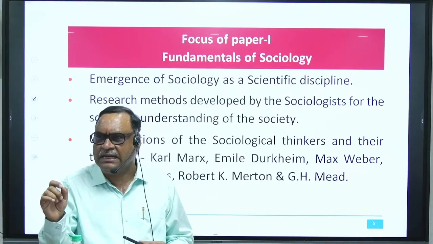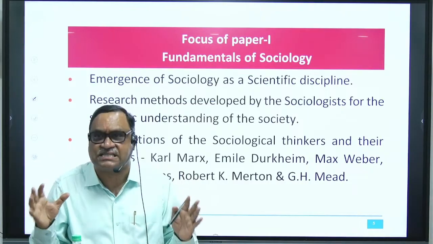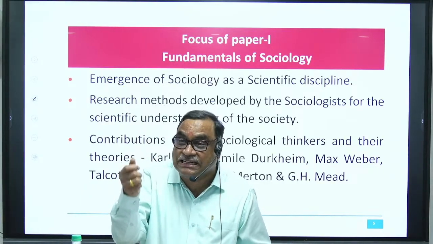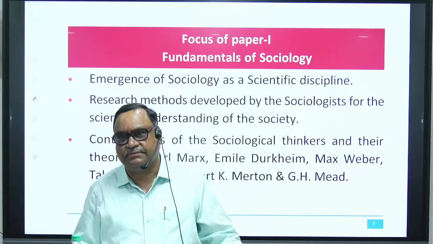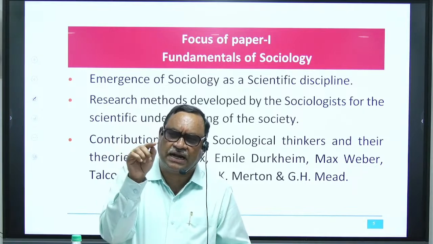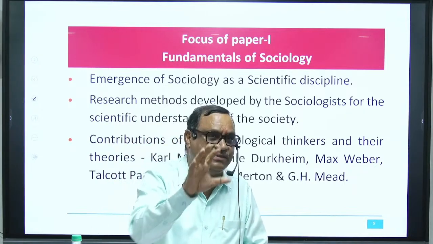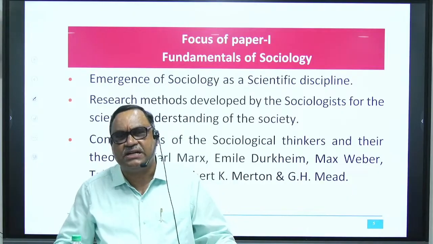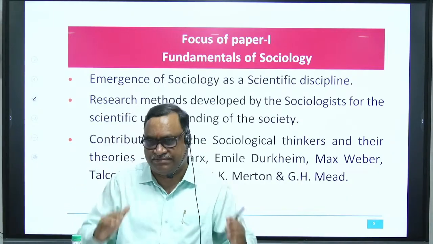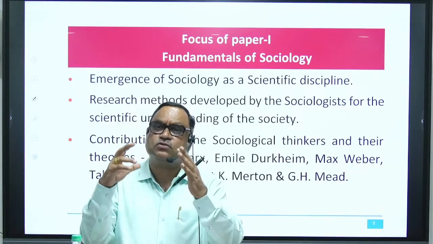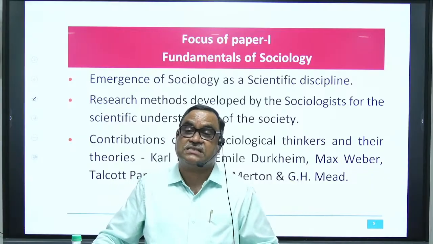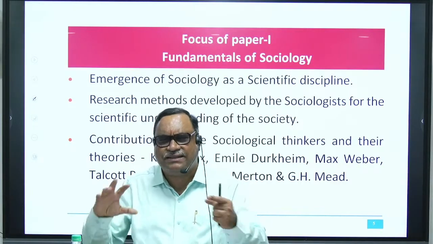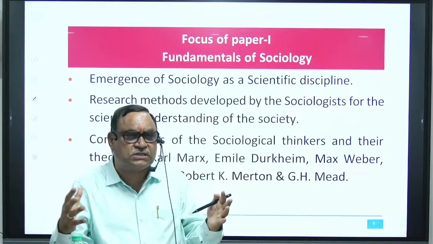Sociological knowledge is always based on empirical studies. Empirical studies means what? The scientific and practical studies conducted by the sociologists. Because sociology always tries to search for and understand the truth. What is truth? What is reality? That we try to understand, for which sociologists have developed certain research methods. Okay. For example, there are methods like historical method, scientific method, statistical method, comparative method. Like that, there are different methods to understand the society in a scientific way.